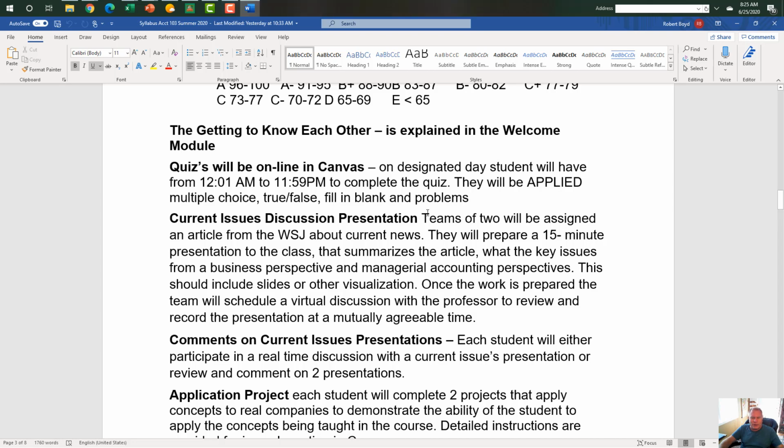Next thing, current events presentations. Teams of 2 will be assigned an article from the Wall Street Journal about current news. You will then work as a team, using Zoom or however else you want to meet, to prepare a 15-minute presentation that summarizes the article. What are the key issues from a business perspective? And managerial accounting: how does managerial accounting come from this and relate to that? Include slides and other visualizations. Once the work is prepared, you make an appointment with me. We let others know, and we record it at a mutually agreeable time.